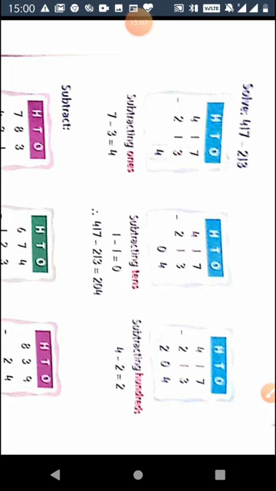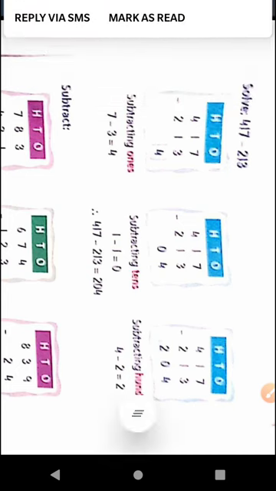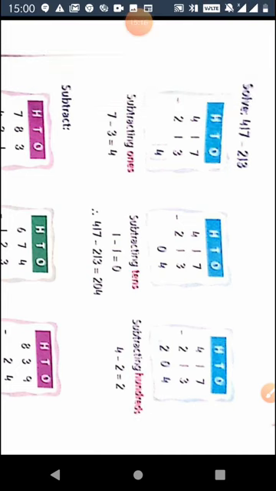First we subtract the ones, that is 7 minus 3 is equal to 4. Then we subtract tens, that is 1 minus 1, we get 0. And then we subtract hundreds, 4 minus 2 is equal to 2. Therefore 417 minus 213 is equal to 204.